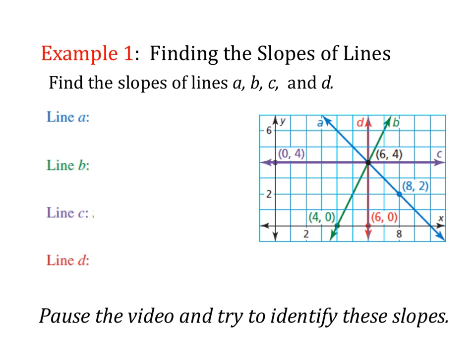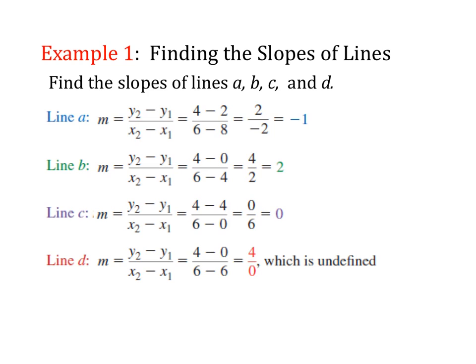All right, so let's take a look at these lines, finding the slopes of lines A, B, C, and D. So pause the video here and try to identify these slopes and actually find the value that describes the slope. So you can use your formula and plug in the coordinates on the line, or you can just do the rise over run using the grid. Okay, so for line A, your slope should have been -1. For line B, your slope is 2. For line C, your slope is 0. And for line D, it's undefined.